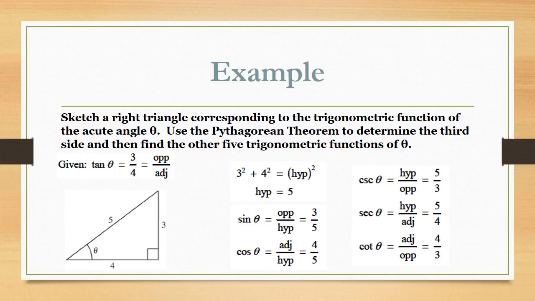Okay, see how well you did? Notice what I did was I labeled the opposite side of theta as 3 and the adjacent is 4, and I calculated that the hypotenuse must be 5, and then just put them into the ratios.